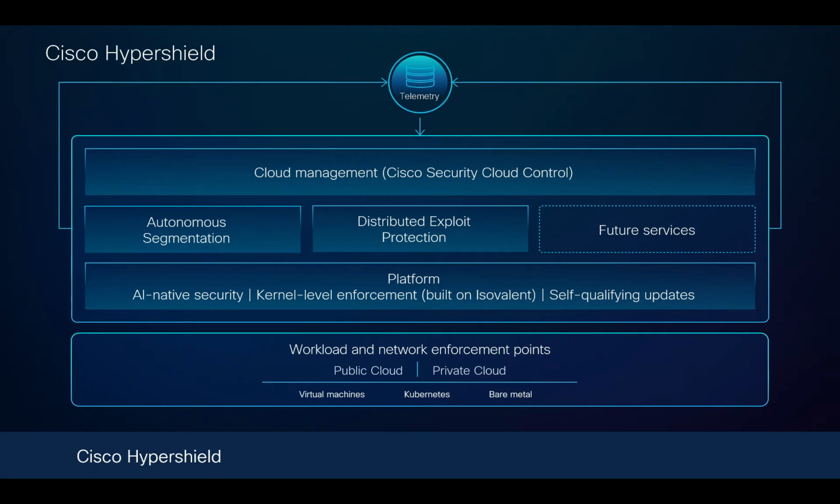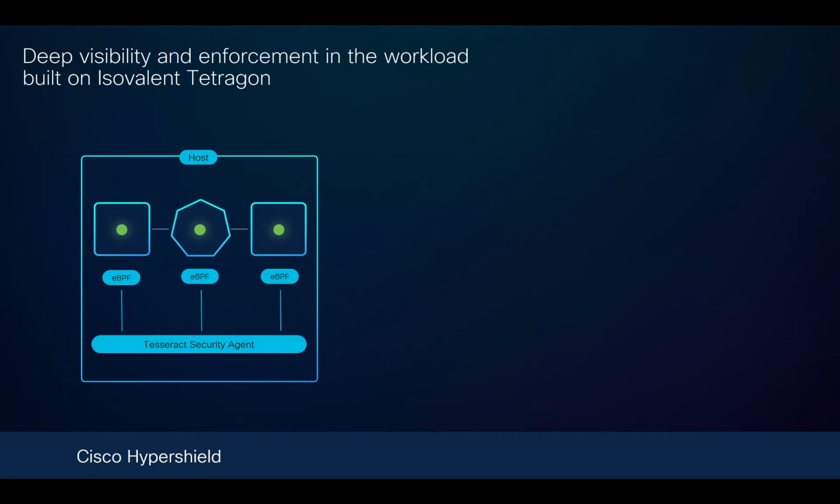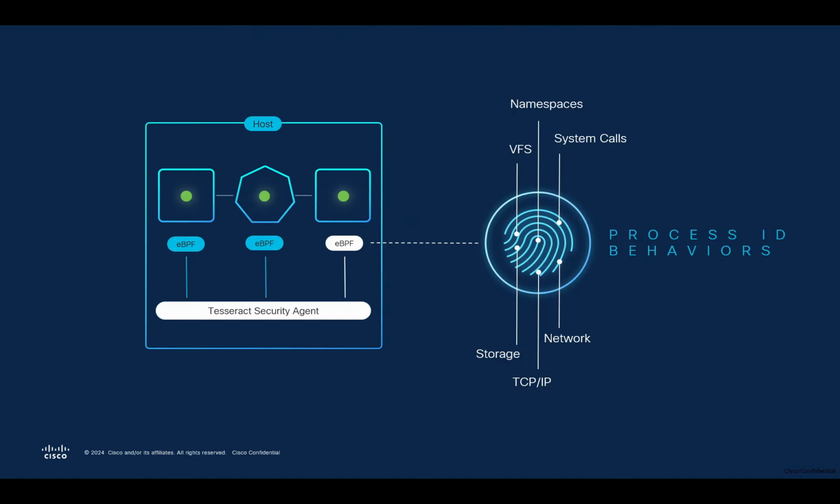Now, the platform's AI native. It's kernel level enforcement today with self-qualifying updates. And this is both public and private cloud, and it drives outcomes on virtual machines, Kubernetes, and bare metal machines. So how do we do that? We use Tesseract Security Agent, which is based on open source technology called Extended Berkeley Packet Filtering that is built directly into the Linux kernel.